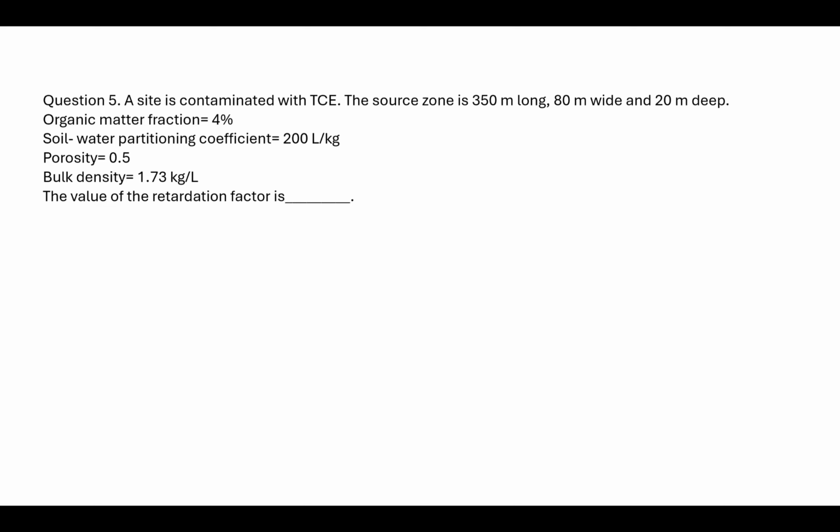So let's see how to solve this question. The retardation factor is given as 1 plus Kp rho B by epsilon, where epsilon is the porosity, rho B is the bulk density of the soil, and Kp is the distribution coefficient, which says how much contaminant is adsorbed to the soil particles. And it depends upon the organic fraction of the soil.